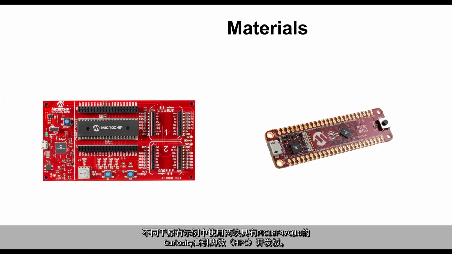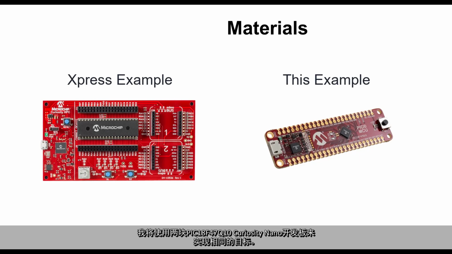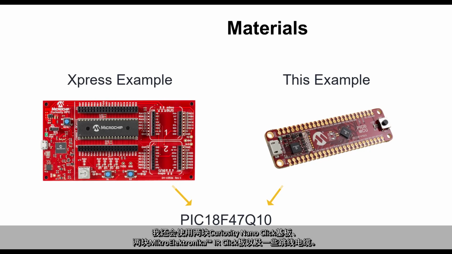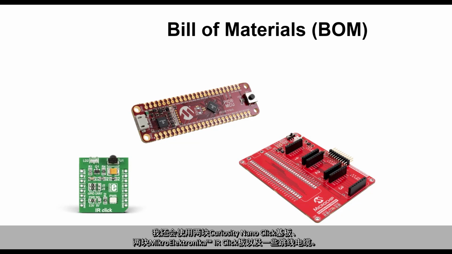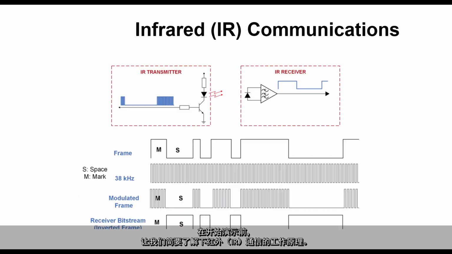Unlike the original example that uses the two Curiosity high pin count development boards with the PIC18F47Q10, I'm going to use two PIC18F47Q10 Curiosity Nanos to accomplish the same goal. I will also be using two Curiosity Nano Baseboard for Clicks, two MikroElektronika IR Clicks, and a couple of jumper cables. Speaking of which, let's briefly review how infrared communications, or simply IR comms, works before we get started.